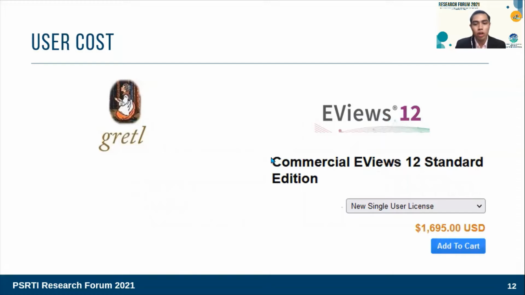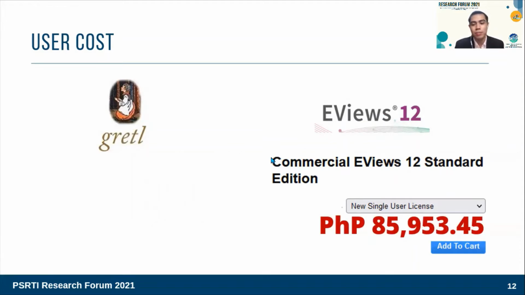Moving on to user cost. What do these programs cost the average user? For starters, the commercial eViews 12 Standard Edition single user license would cost $1,695 US. That's 85,953 pesos and 45 centavos.